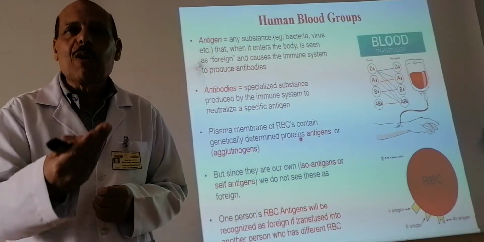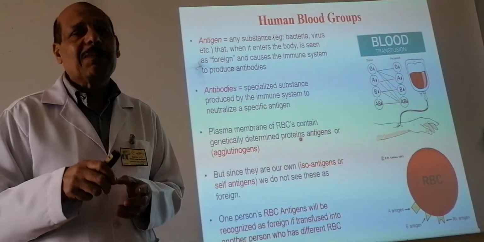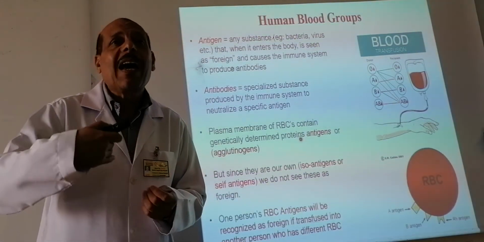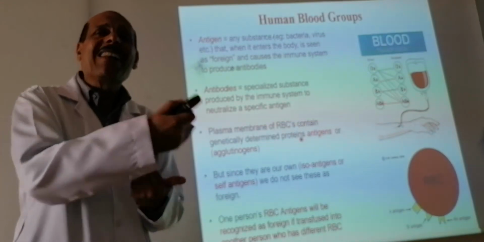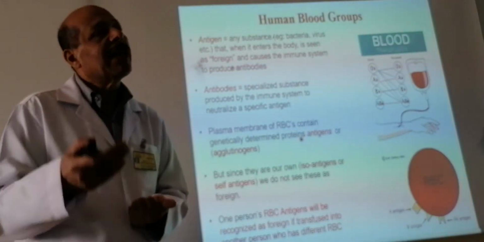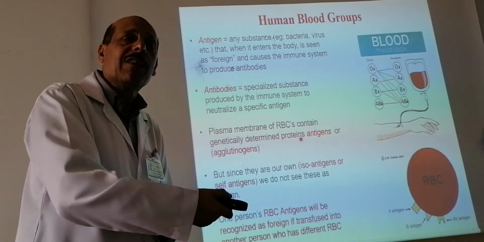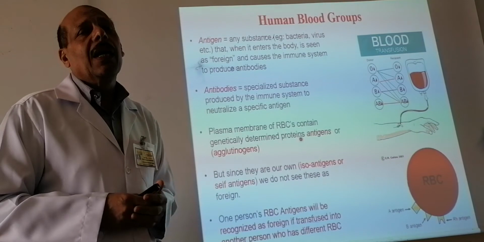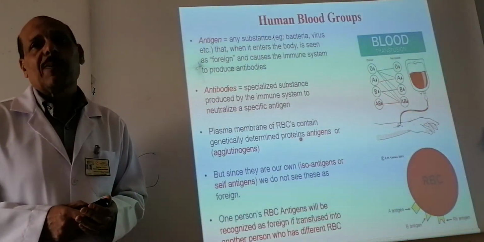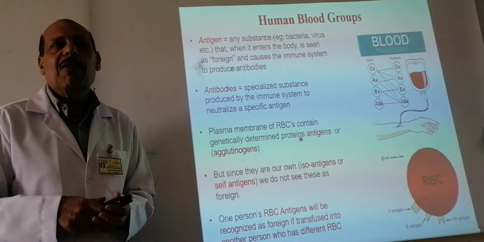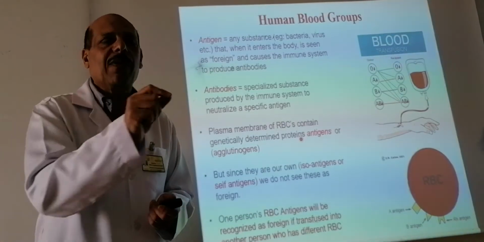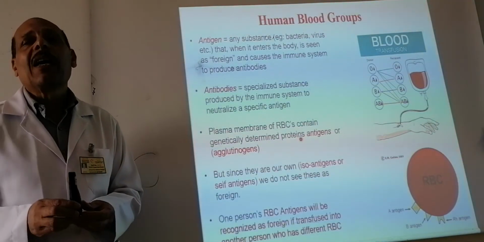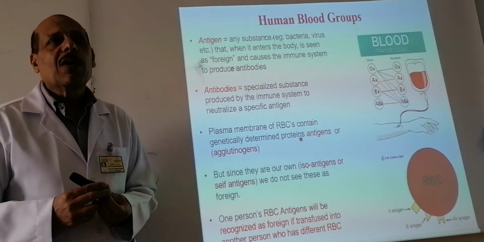Because there are also some subgroups. So there might be some other sub-antigen which might lead to a reaction. In order to prevent that reaction, we have to do the matching test, the cross-matching test. Because of that, never give blood without sending a specimen to the blood bank for cross-matching.